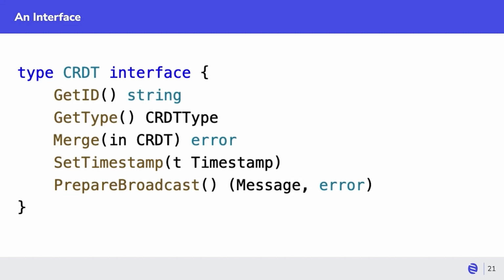a merge function that can merge itself with an incoming CRDT. Some of them need a timestamp, and so we can set the timestamp this way. And also a CRDT can prepare itself for broadcast. That means that when I want to communicate my state or the operation or whatever it might be, the CRDT knows how to package itself into a message that gets put on the transport layer, the communication layer, and sent out. And this really helps to simplify the other layers of the system, the communication layer, or perhaps the storage layer, depending on how you implement it.